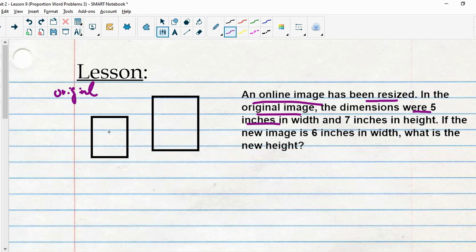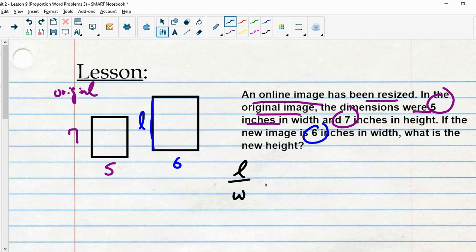Again, write down these two rectangles. Are you ready? So the original is 5. 5 is the short side, because it says so. 7 is the long side. If the new image is 6 inches in width, what is this one now? How long is this? You good? Okay, let's set it up. Everyone follow along. Again, we're doing length to width.